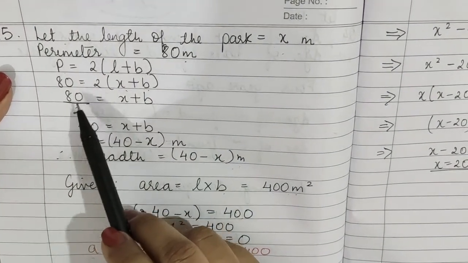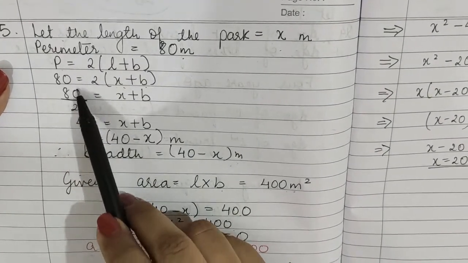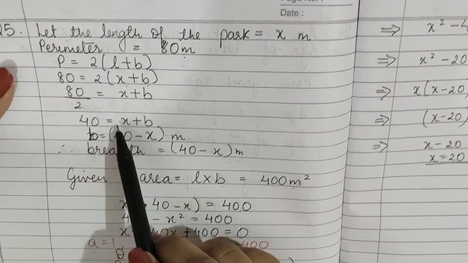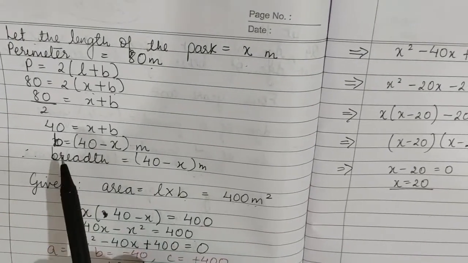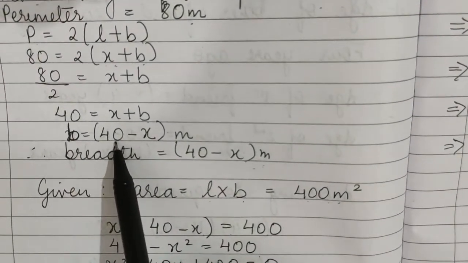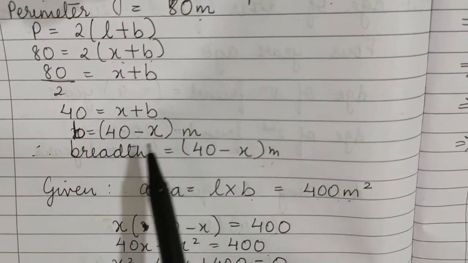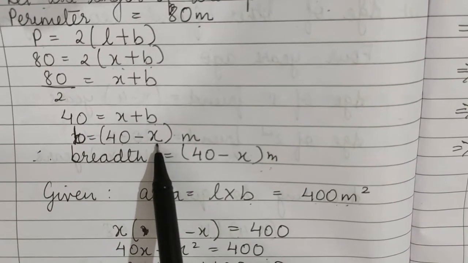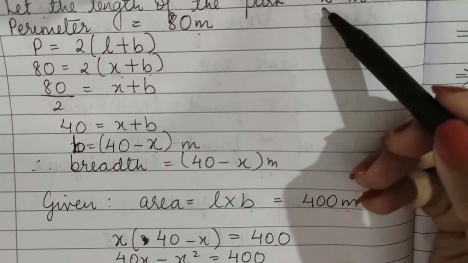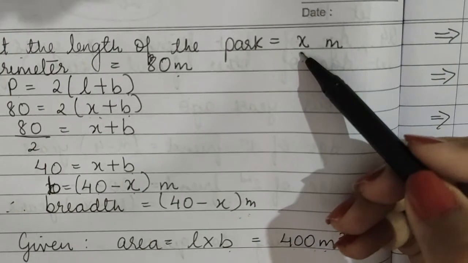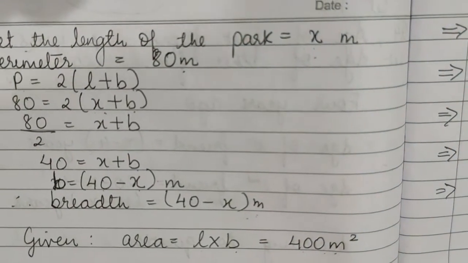Now on solving, 2 will be shifted to the LHS. We will get 80 upon 2, which is 40, equals x plus b. From here, breadth we will get as 40 minus x meters. Now why are we doing this, children? 40 minus x, to bring it in terms of its length, that means to bring it in terms of x meters.